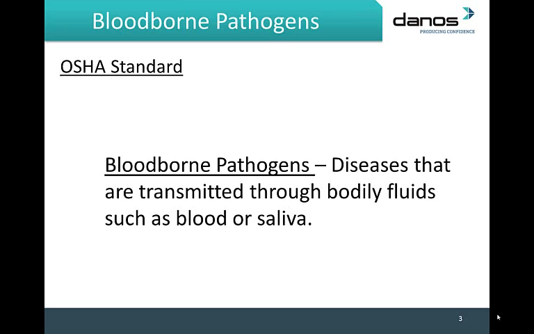According to the OSHA standard, blood-borne pathogens are defined as diseases that are transmitted through bodily fluids such as blood or saliva. Since you work in an industry where there is reasonable potential that you may be exposed to blood or other bodily fluids in response to an accident, it is important that you understand how to protect yourself from possible exposure.